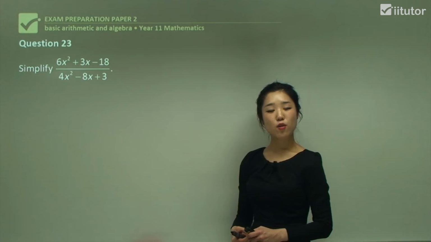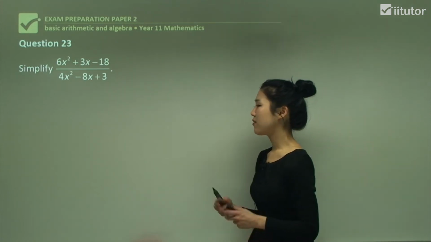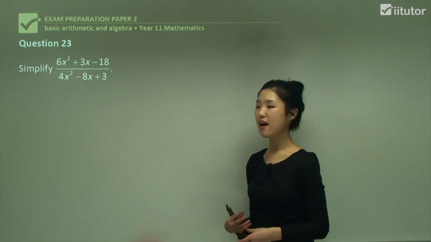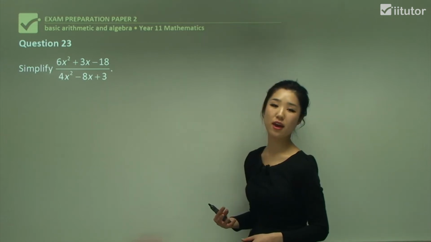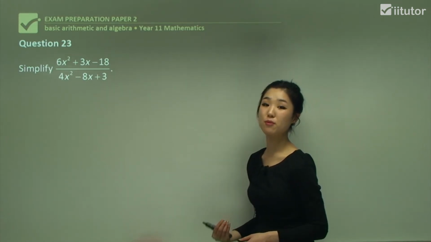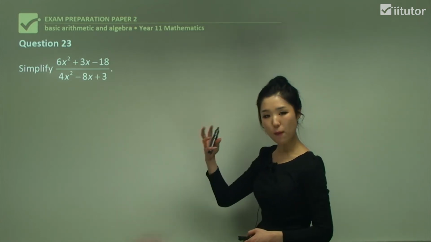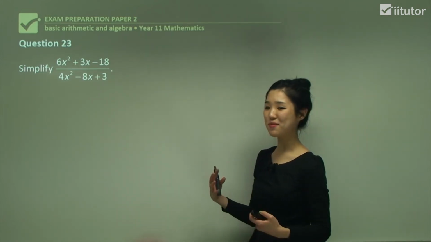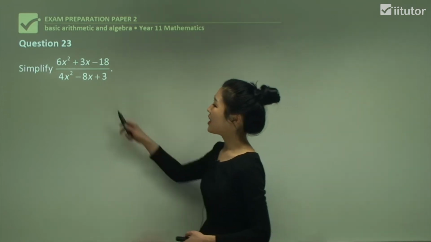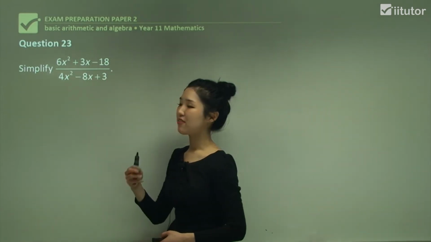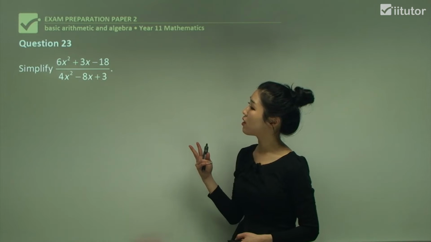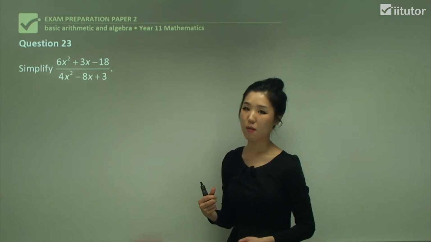23. Okay, in order to simplify this fraction, and whenever you see fractions and you see quadratics, I always want you to factorize, okay? Factorizing will always help you simplify. So, let's simplify each one of them, the numerator and denominator individually. Now I can see that the numerator has a common factor of 3. Okay, 3 is a common factor.